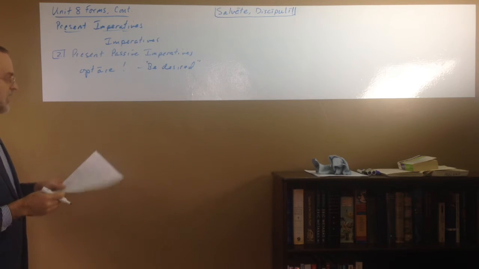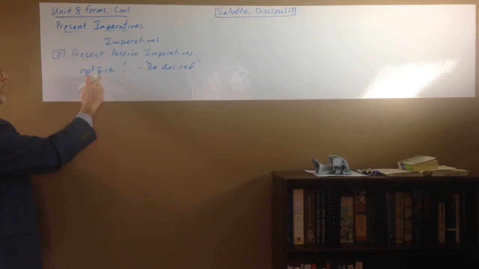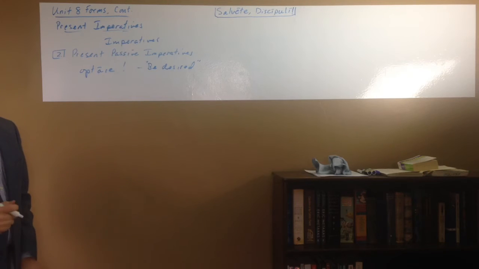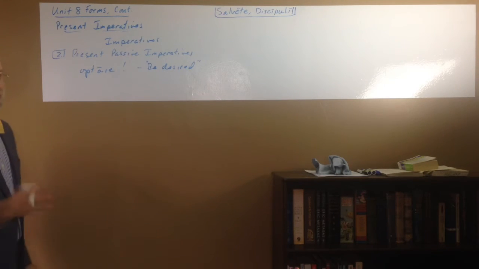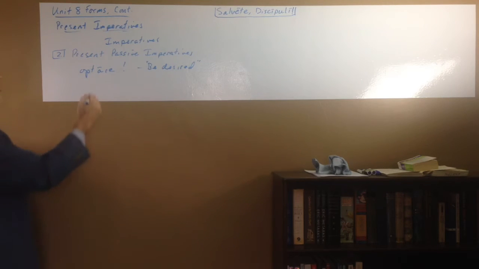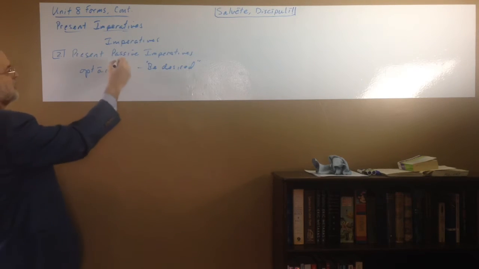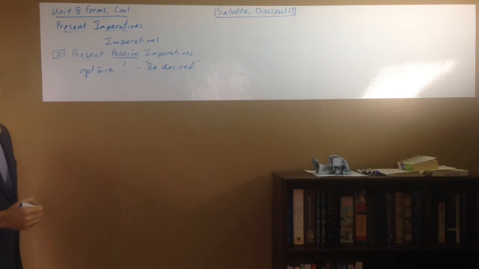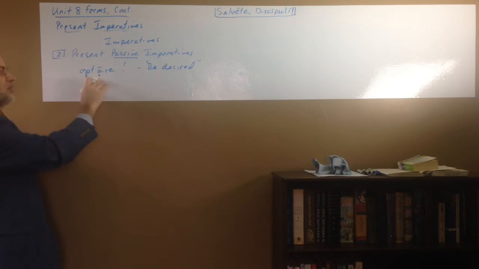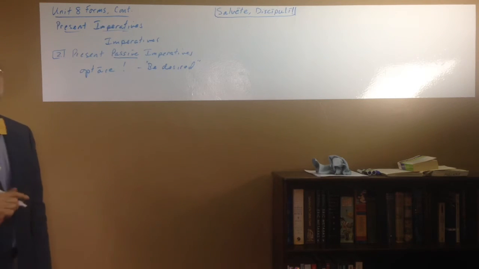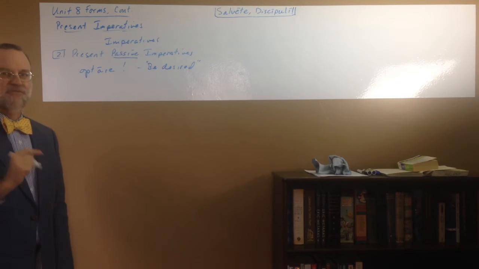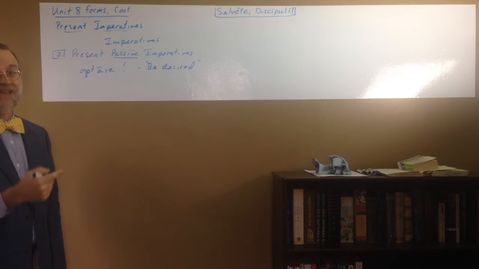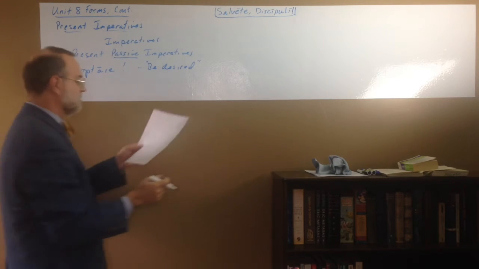Okay. Now, you might be thinking, yeah, I've seen that before. That's the present active infinitive, to desire, to choose. And you would not be wrong, but because we're dealing with passive forms here, it's actually more closely related to the second person singular passive form of the present indicative. Okay, and I'll show you.